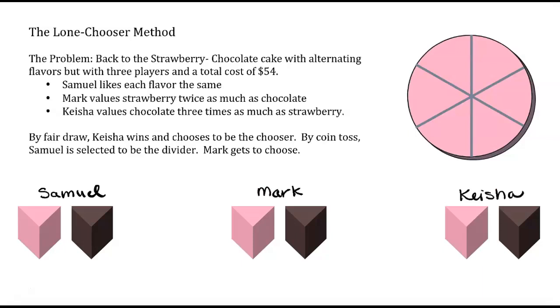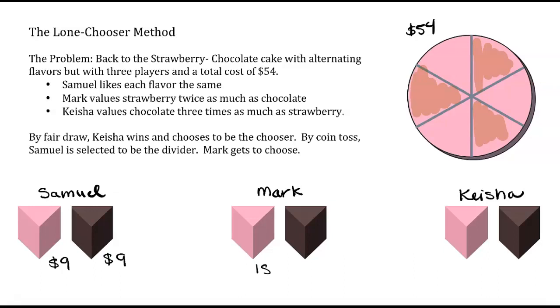We have this strawberry chocolate cake with alternating flavors. That is, every other slice is chocolate and every other slice is strawberry. These three players also have three different value systems. Samuel likes each flavor the same. So with the total cost of the cake being $54, that means that no matter the flavor, each slice is worth $9 to Samuel.